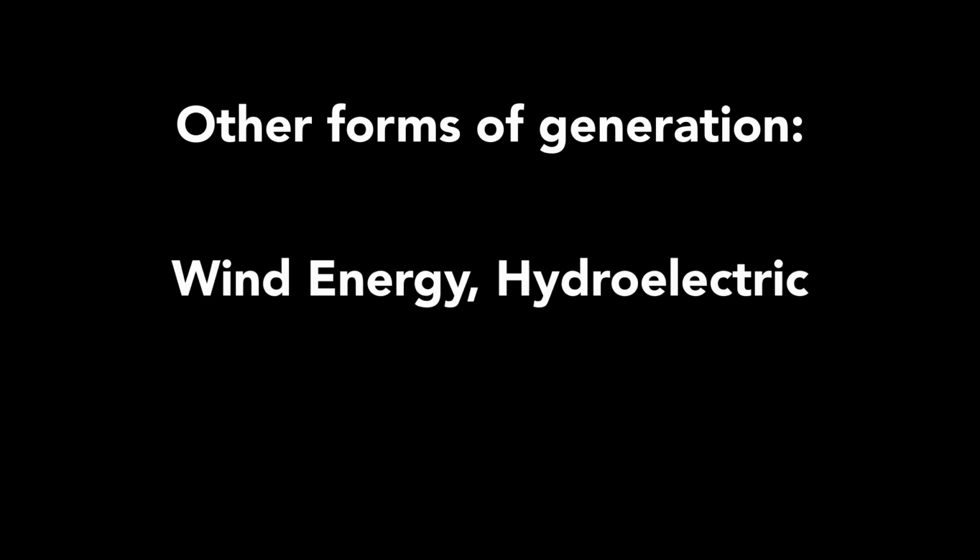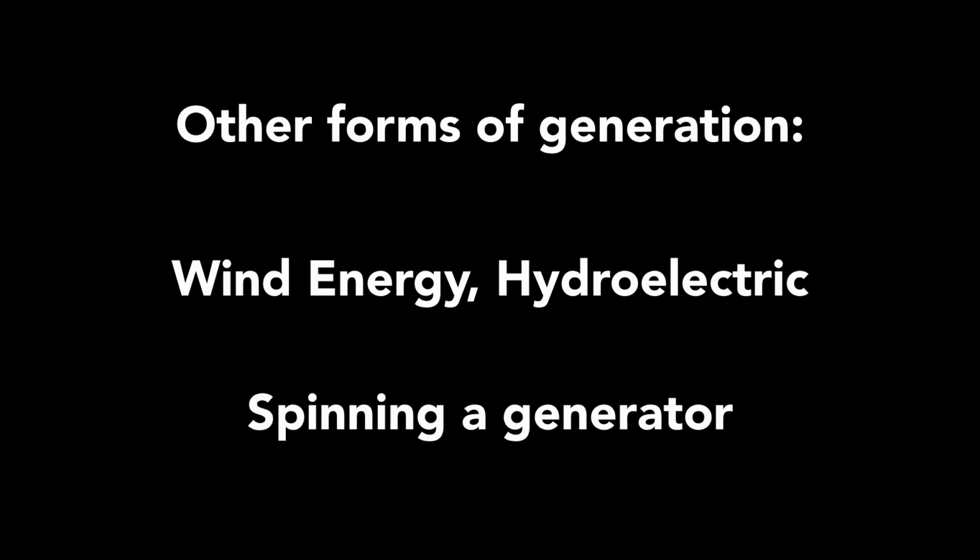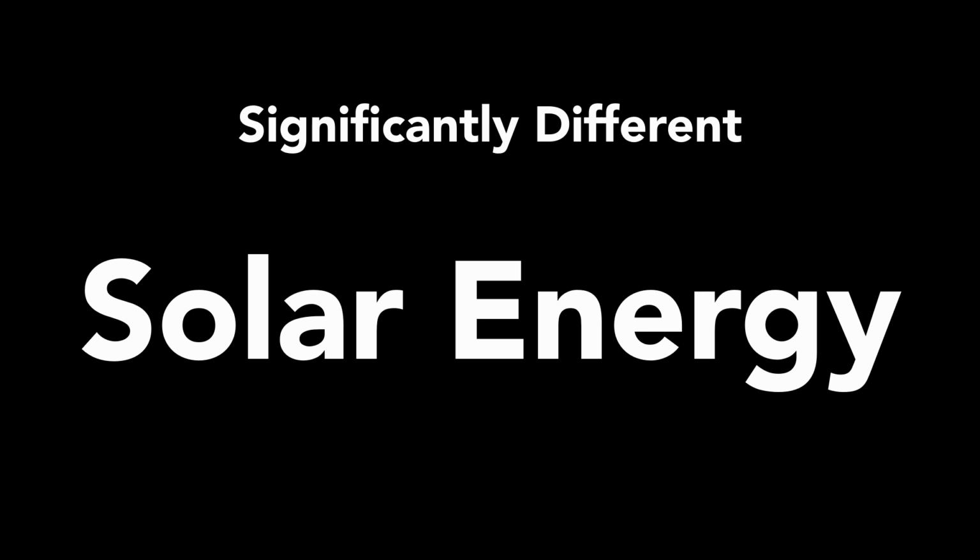Though other forms of electricity generation, such as wind or hydroelectric, exist, those just build up from the principal concept I will be talking about today, and that is to spin a generator. The only significantly different form of renewable electricity generation is solar energy, which I may or may not talk about in the next video. This video would only cover how electricity is generated through a DC generator.